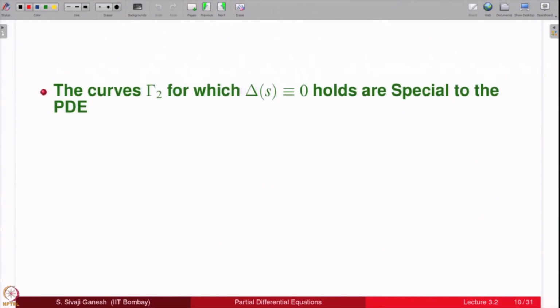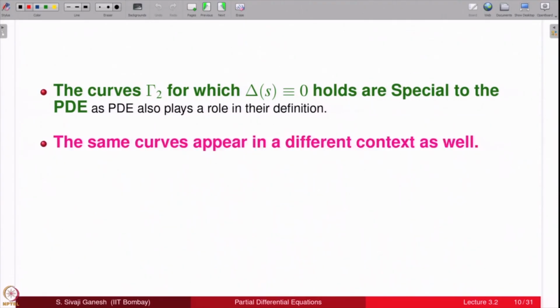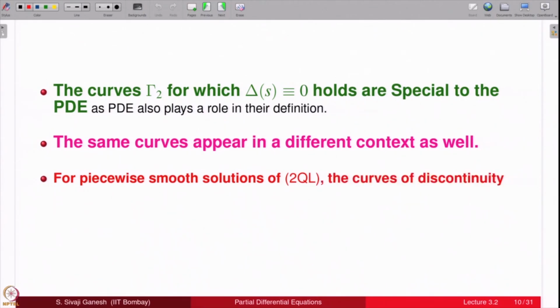So, even if you know the solution, there is a problem to determine that because of delta s being 0. Now, the curves gamma 2 for which delta s identically equal to 0 holds are special to the PDE, as the PDE also plays a role in their definition apart from gamma 2 itself. The same curves appear in a different context also. For piecewise smooth solutions of the second order quasi-linear equations, the curves of discontinuity also satisfy delta s identically equal to 0.